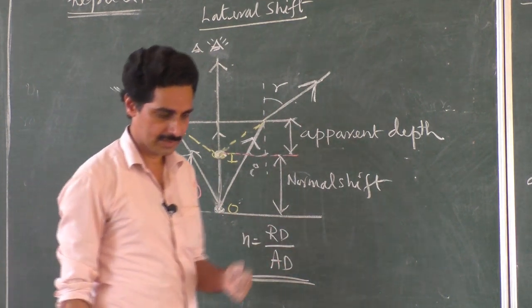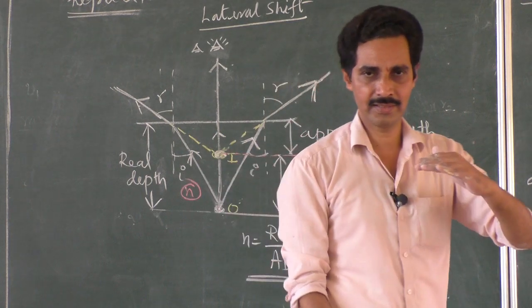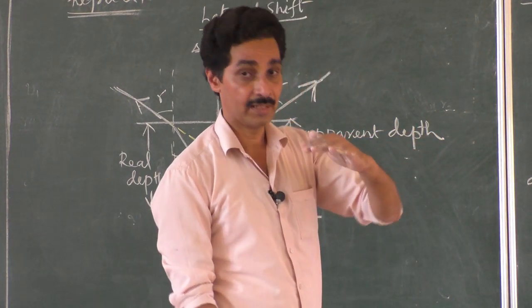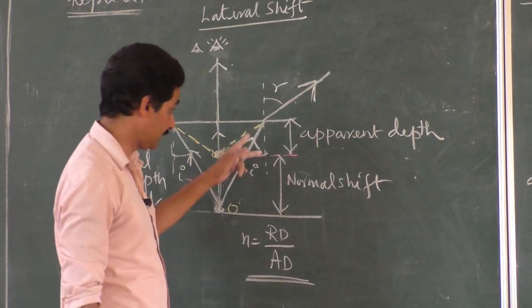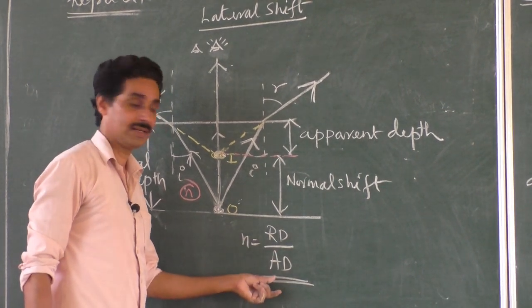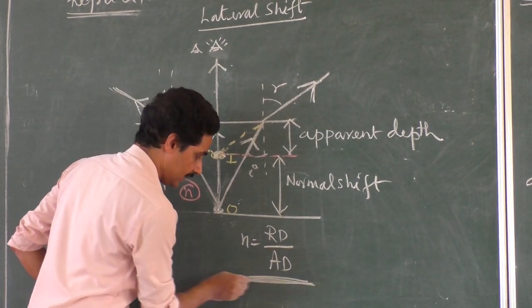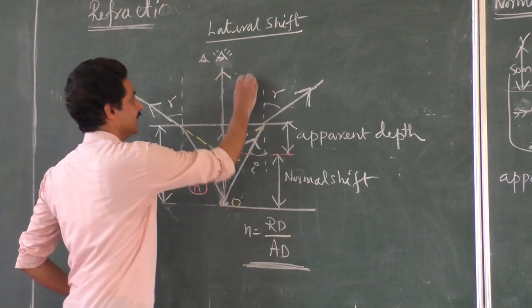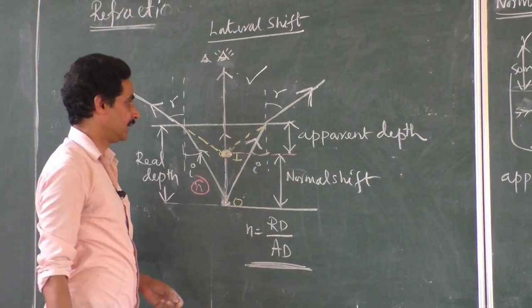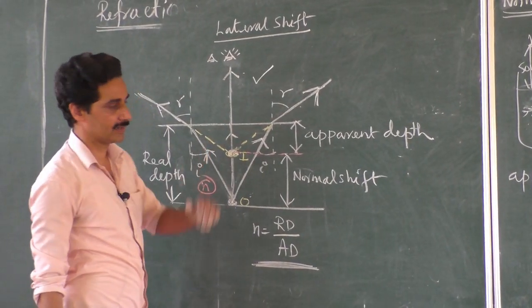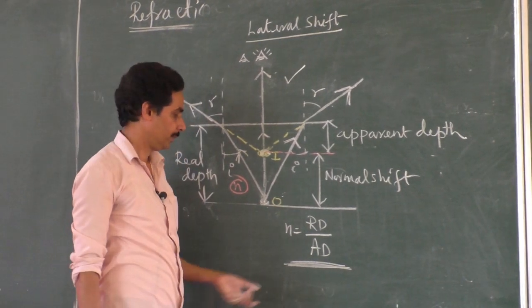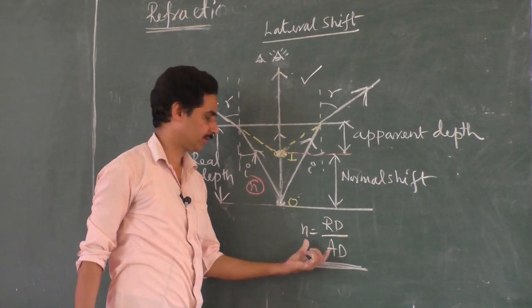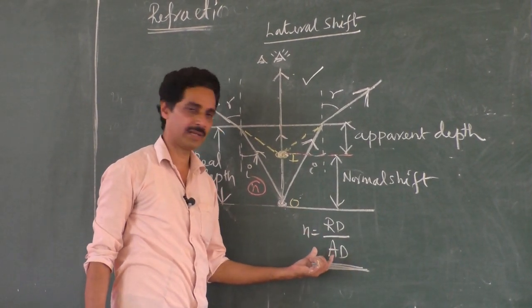What is real depth? It is the actual depth at which the object is. What is apparent depth? It is the depth at which the object is seen. So real depth by apparent depth gives the refractive index. So this formula is important, this diagram is important, and of course the lateral shift diagram is also important. But out of all, this formula is very, very important. Real depth by apparent depth.